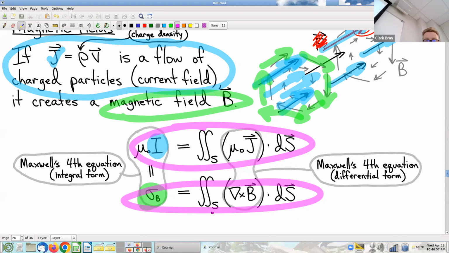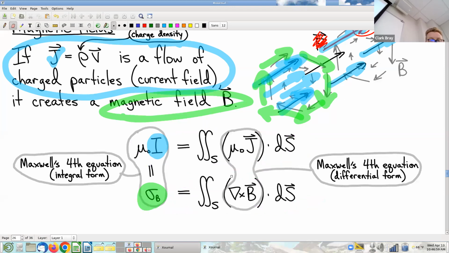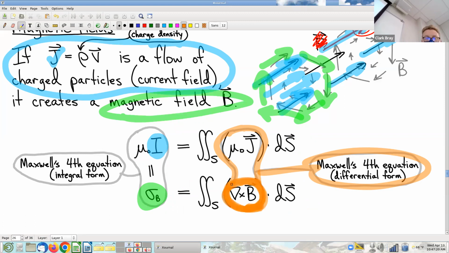Right. And so when you combine those, just like we saw with the gravity example and the electricity example, we can infer something about these integrands, and specifically the magnetic field that is created by a current. The curl of that magnetic field is proportional to the original current field.